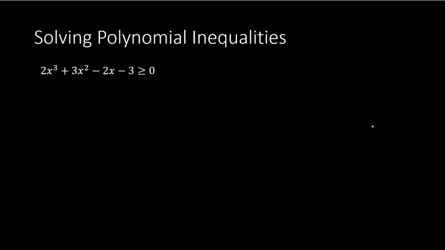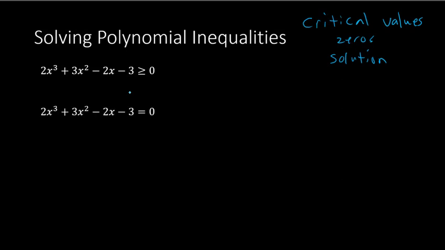So when you're doing this, we first need to find what we call the critical values. So critical values. That's a fancy word for finding the zeros of the inequality. So, or in other words, find the solution, all right? So find the solution for x. But specifically, we need to replace the greater than or equal to symbol with an equal sign and just solve it like you would an equation.